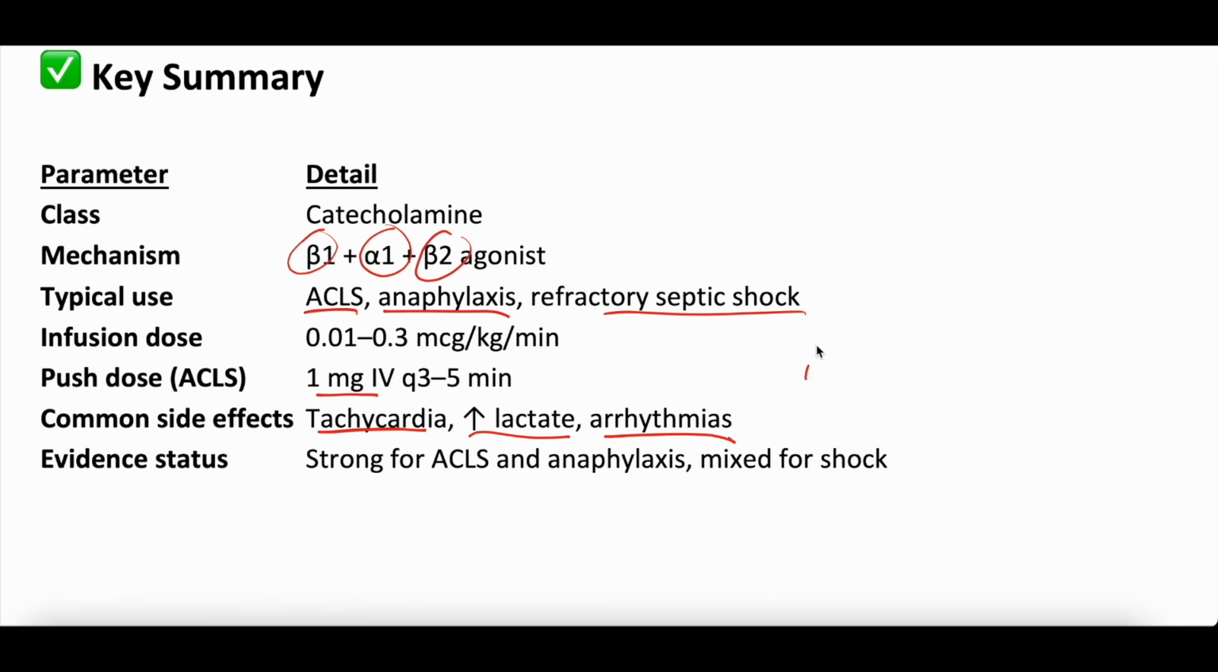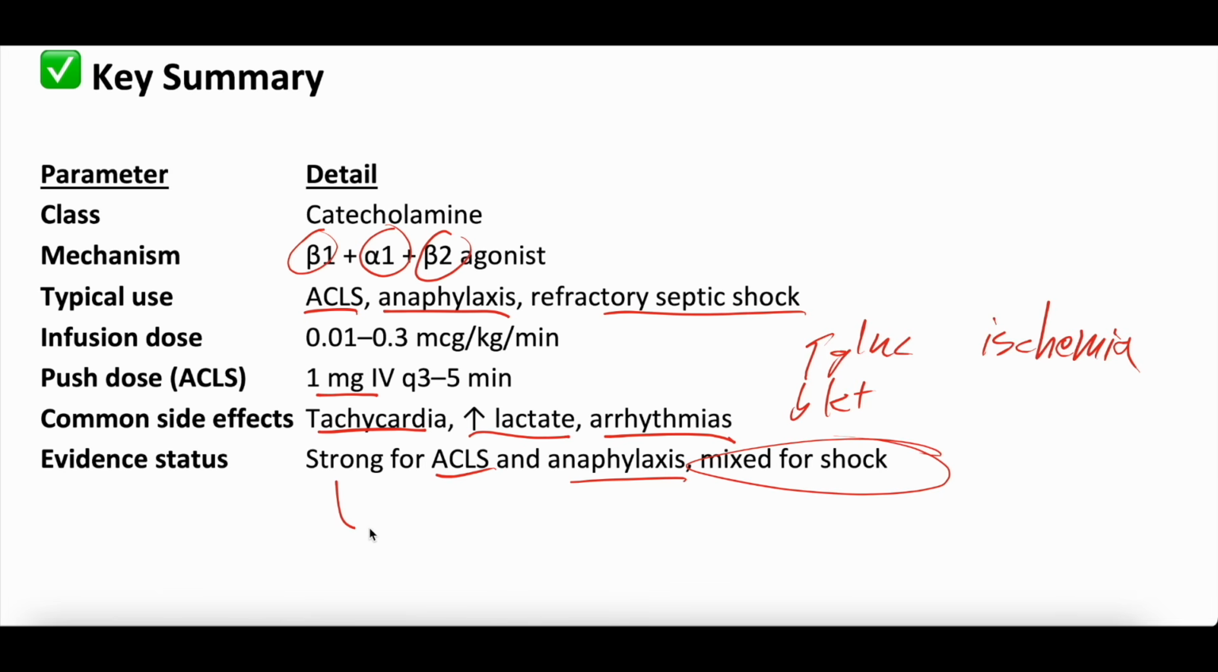Other side effects that are not as common are increasing glucose, decreasing potassium, and ischemia of the digits or the mesentery or splanchnic. And then the evidence: there's evidence in ACLS and anaphylaxis, there's mixed evidence in shock, and the evidence in ACLS, as we talked about, you do it, but the evidence is not that strong.